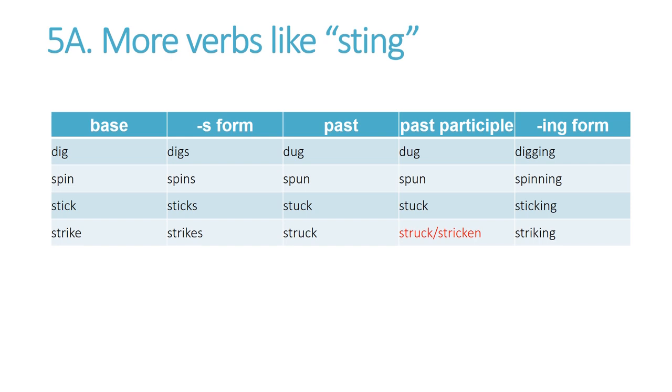Some more verbs fit this particular pattern, verbs like sting, which don't have an ng ending, but they follow the same pronunciation pattern, I, U, U. For example, dig, dug, dug, spin, spun, spun, stick, stuck, stuck, strike, struck, struck. Now, with struck, sometimes we use the past participle, stricken.